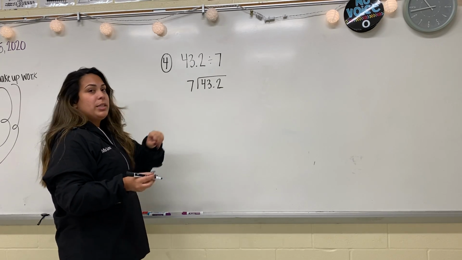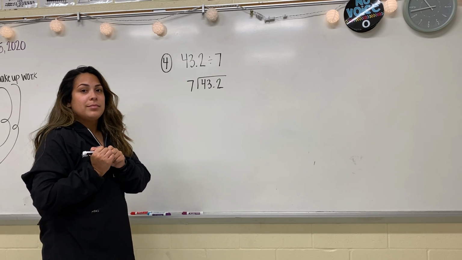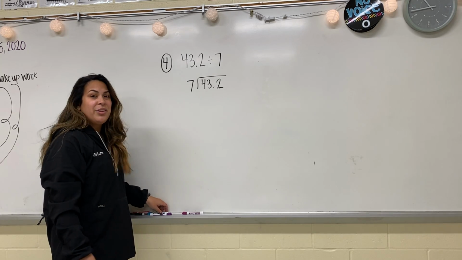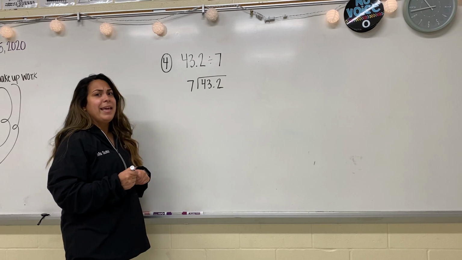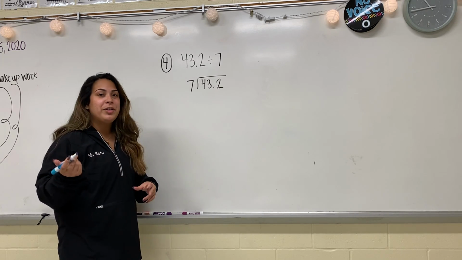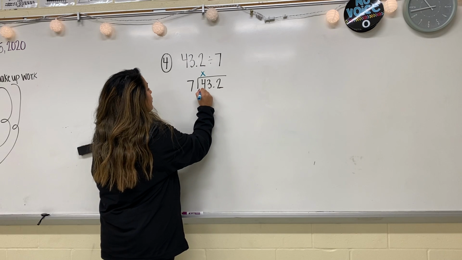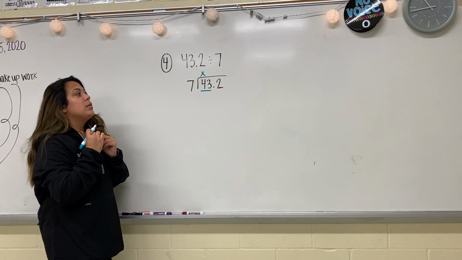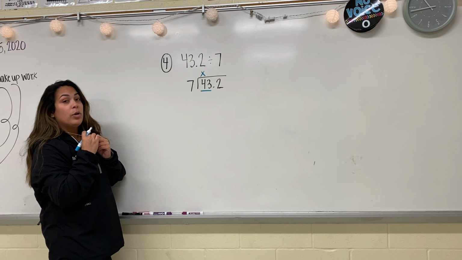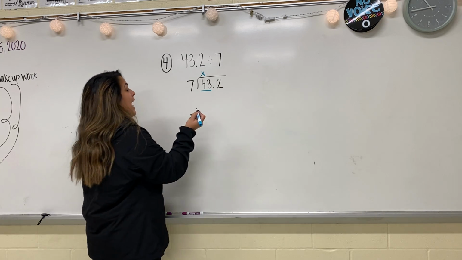Can 7 go into 4 evenly? If you're at home saying, "No, Miss Soto, it can't," you're right. It cannot go into 4 evenly. So I'm actually just going to put an X above it, and I'm going to move on to 43. 7 can go into 43 6 times.